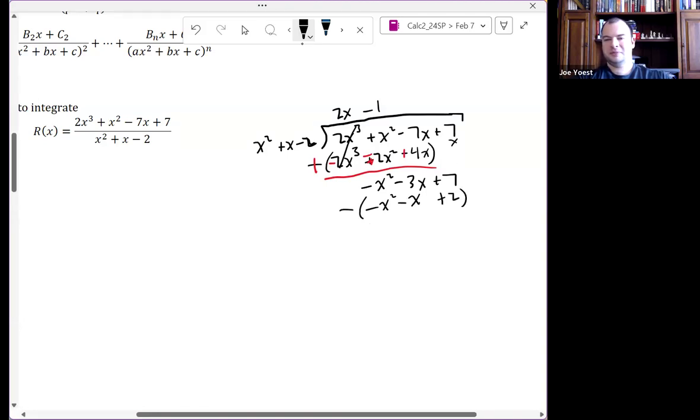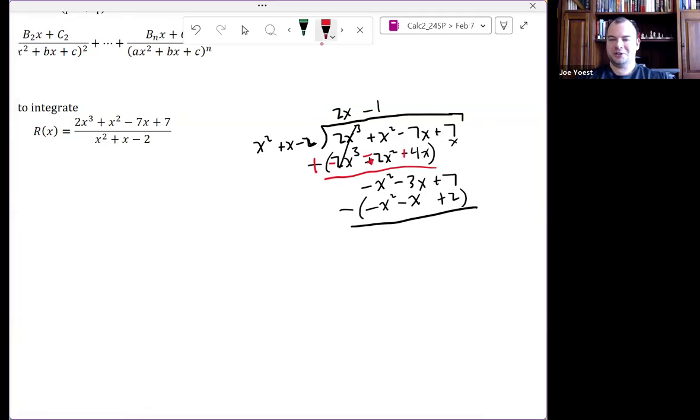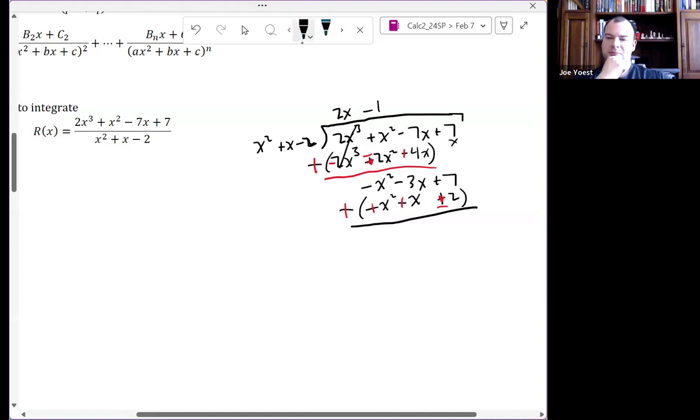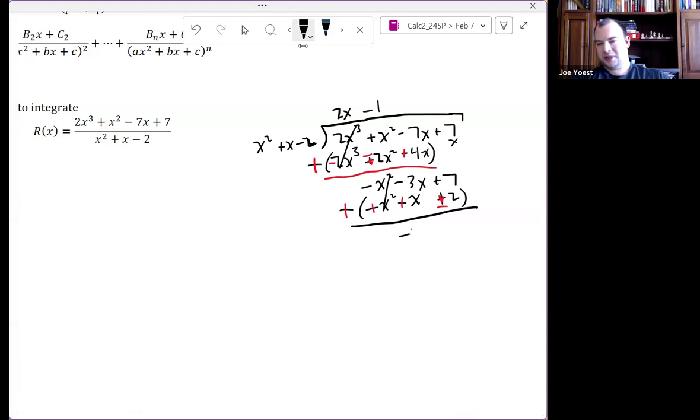And please check my arithmetic as I'm going along here. It's super easy to make an arithmetic error. If you see anything that I goofed up, definitely let me know. So plus, plus, plus, and minus. My x squared terms go away. Minus 3x plus x is minus 2x. Plus 7 minus 2 is plus 5.